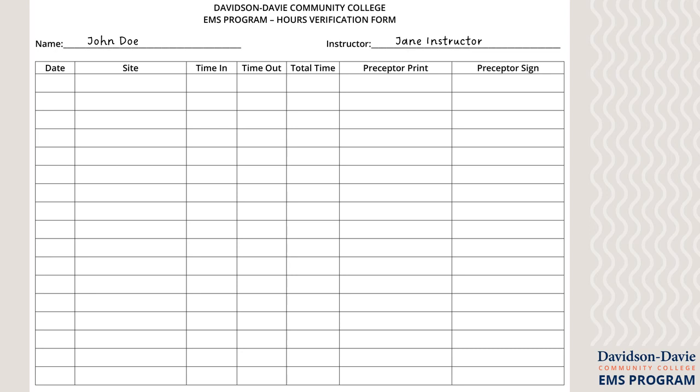For each of your field or capstone experience shifts, you will document the date of your field or capstone shift, the agency and unit you are on, your arrival time, your departure time, the total number of hours you attended, and print your preceptor's name. Ensure that you have your preceptor sign this form. If it is submitted without the preceptor's signature, it will be returned to you, so that you can get it corrected.